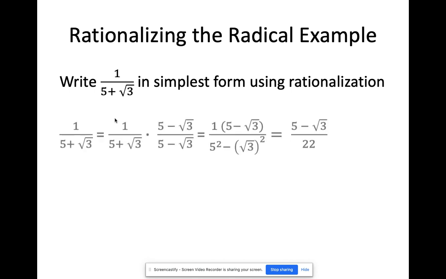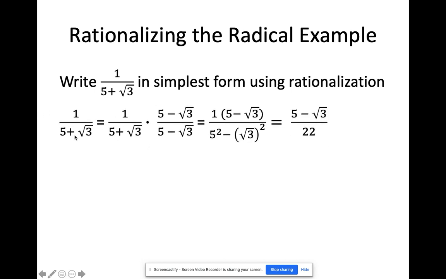Okay, so I'm going to copy that. I'm going to explain this. So I copied this down here. What I'm going to do is multiply this expression by the opposite, or the conjugate, of 5 plus square root of 3, which is the opposite of plus, which is what? Minus. So what I'm going to do is simply multiply top to top, bottom to bottom.